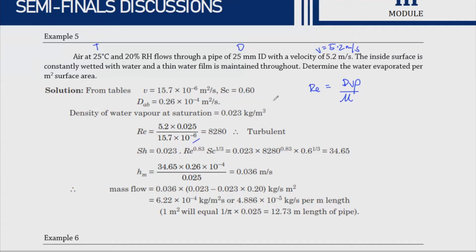And then of course, if we use the kinematic viscosity, then we don't have to multiply this with the density anymore. So in this case, we just have to multiply this with the diameter, and the diameter is actually 25. So converted, that's 0.025, and then the velocity, that's 5.2. So we have 8,280, which makes the flow turbulent. So if we have a flow that is actually turbulent, then we need to find a Sherwood number expression wherein it relates the Reynolds number and the Schmidt number.